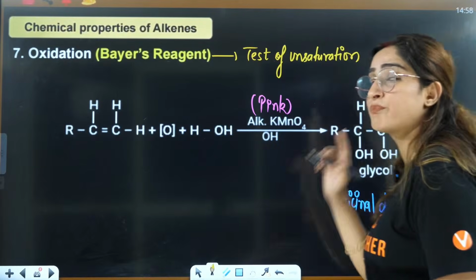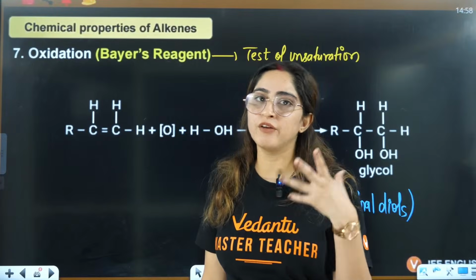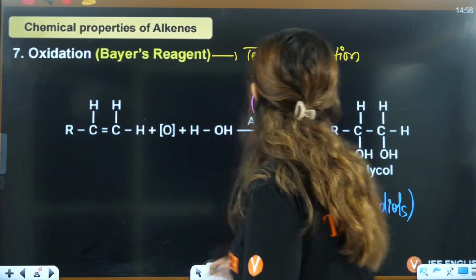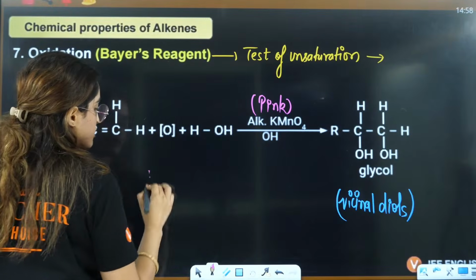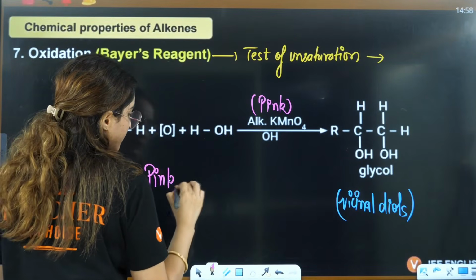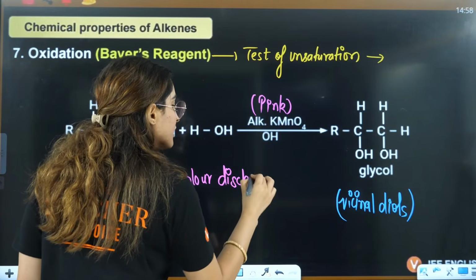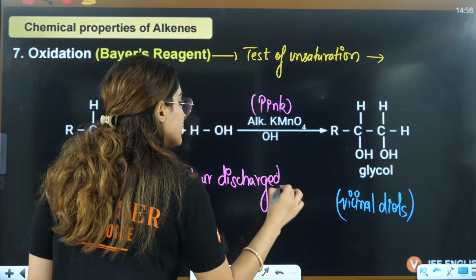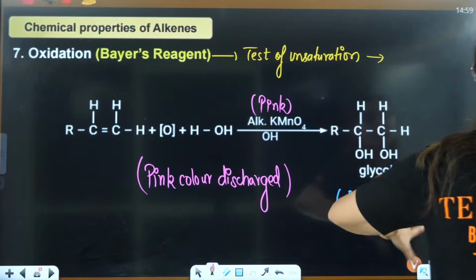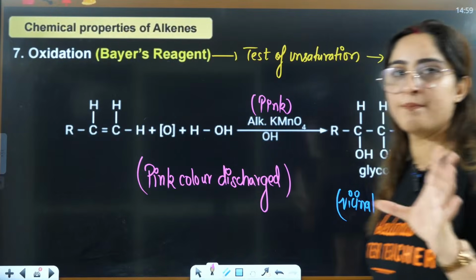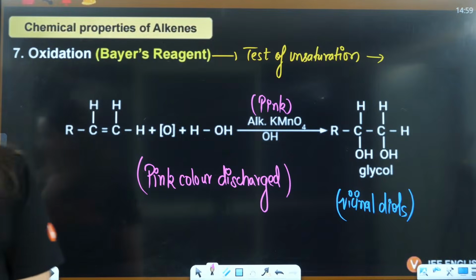Do you remember the bromine water test? The bromine water test we discussed, bromine vapors we added. Now in this case, what happens? Pink color is discharged. Pink color discharged means that from pink it is getting converted to colorless compounds, that is your vicinal diols, right?